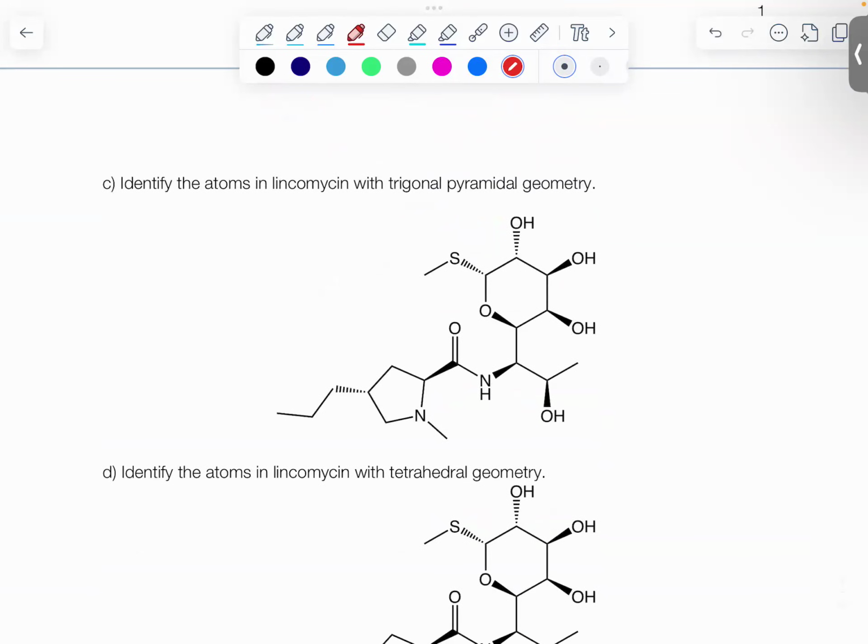So moving on to those with trigonal pyramidal geometry, this again will have 3 bonds, but will now have 1 lone pair. And so there's actually only 1 atom in this structure, and it is this nitrogen here. It doesn't have a double bonded oxygen adjacent to it. This is a tertiary amine, not like this one, which is an amide.